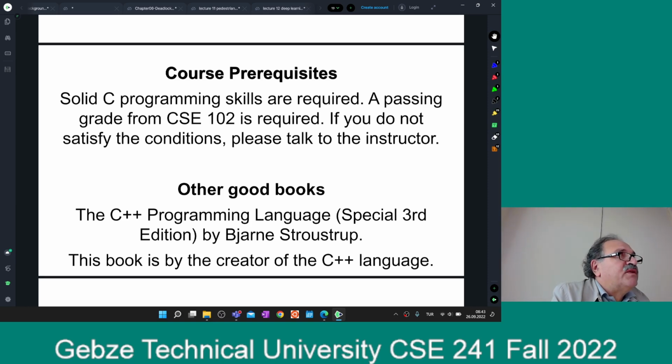The main purpose of this course is not to teach C++ programming to you. It is to teach object-oriented programming to you. But we will be using C++ as our main object-oriented programming language. And that's why you need to know the C programming language very well. Okay?